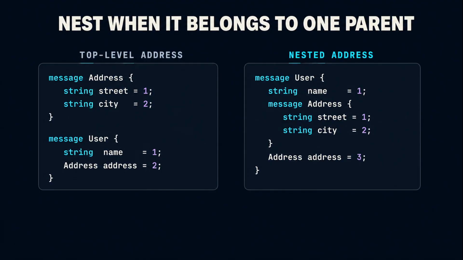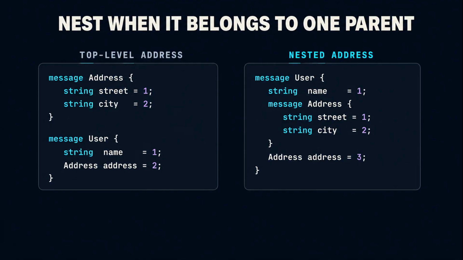Beyond scalars and enums, real messages contain other messages. A user has an address. An order contains line items. Protobuf lets any message reference any other message as a field type, and it lets you define a message inside another message, which is called a nested message.